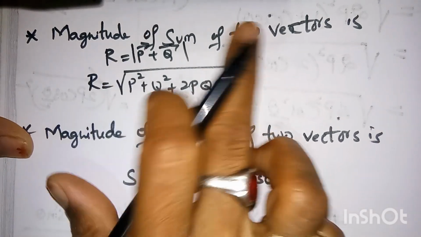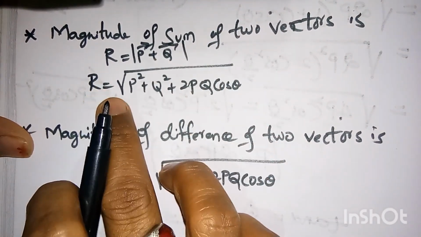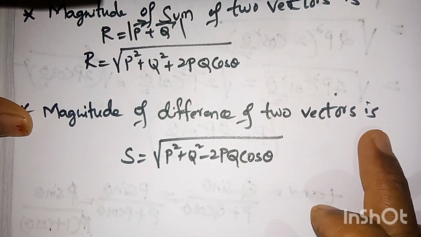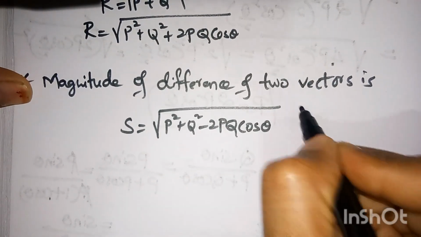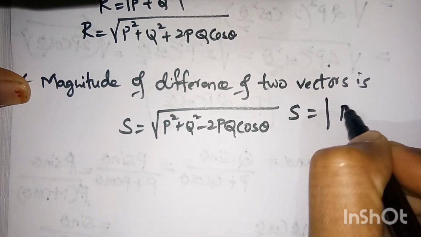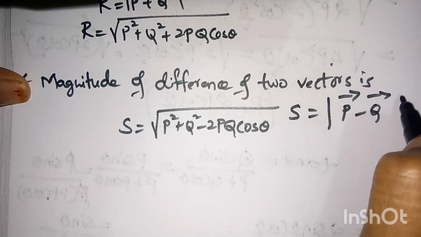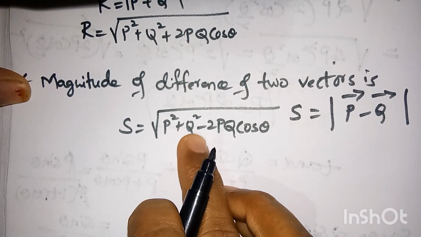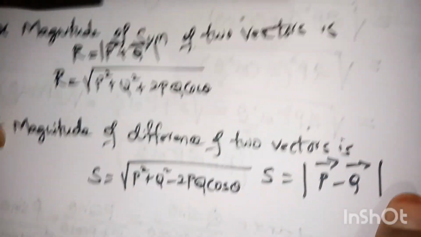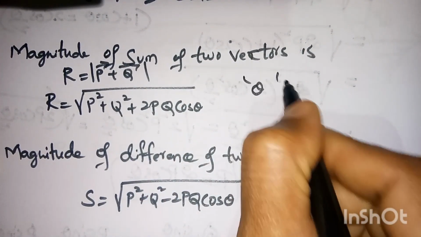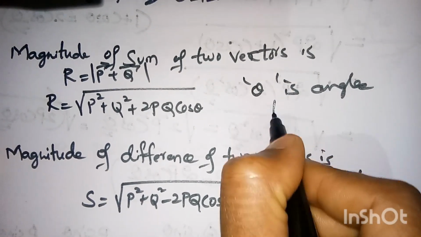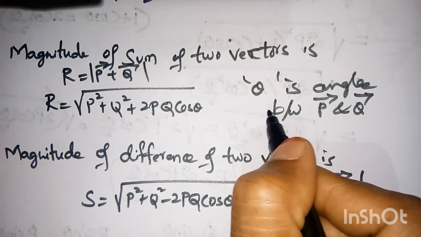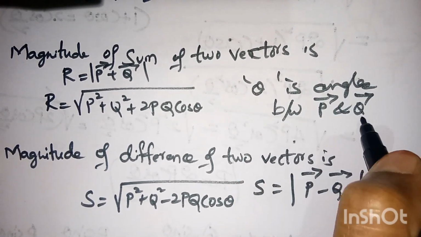So this is the magnitude of the sum of two vectors, that is written as r equals under root p square plus q square plus 2pq cos theta. The magnitude of the difference of two vectors can be written as s equals the magnitude of the difference of two vectors, that is under root p square plus q square minus 2pq cos theta. Here theta is the angle between p bar and q bar.